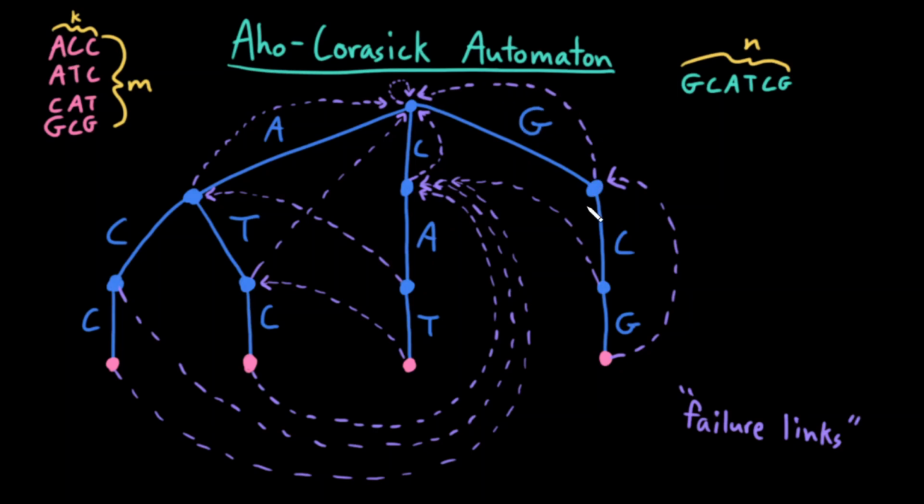Now let's tackle this purple, potentially confusing part. These purple dashed lines are what are called failure links. Every single node in my multi-way trie we should really think of as a string that is the concatenation of all of the edge labels from the root to that node. For example, this node here, I should think of it as representing AC. These failure links, for every single node, connect a link from that node to the node representing the longest suffix that exists of that node.